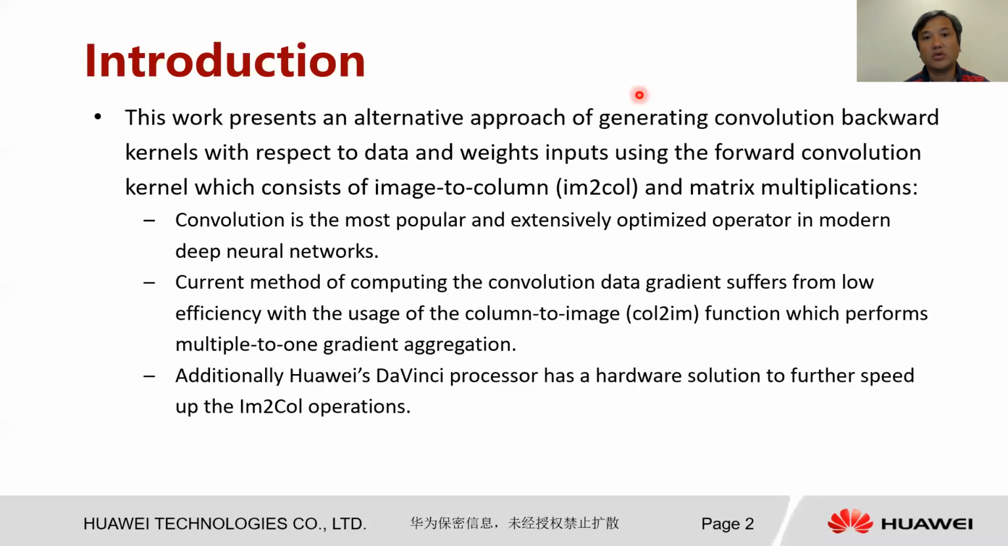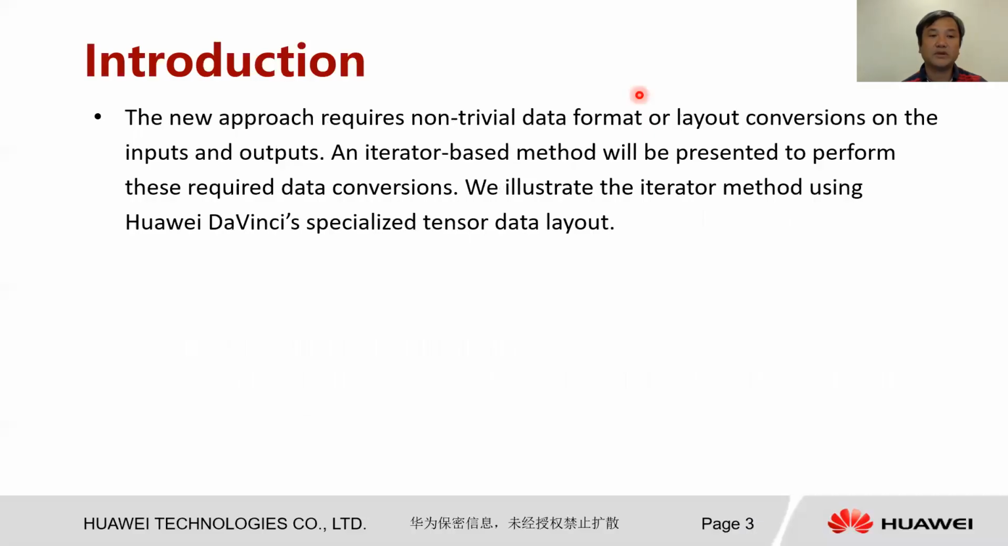Additionally, we try this approach because in the Huawei DaVinci processor, we have a hardware solution implemented to further speed up the image-to-column operations. This new approach requires non-trivial data format or layout conversions on the inputs and the outputs. We will present an iterator-based method to perform these data conversions, and we will illustrate the method for the data layout used in Huawei DaVinci processors.